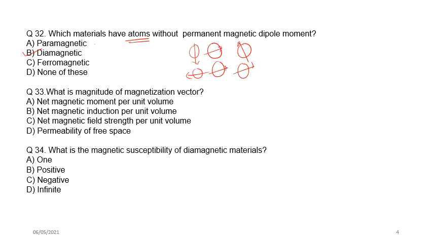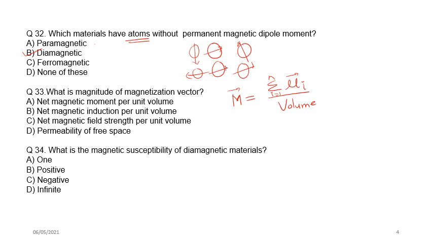What is the magnitude of the magnetization vector? The magnetization vector is defined as, let's say, M bar, which is the summation of all magnetic moment vectors per unit volume. So summation over i, from i equal to 1 to n, of mu i, where mu i is the magnetic moment vector of the individual atom. So it is the sum of all magnetic moment vectors per unit volume.